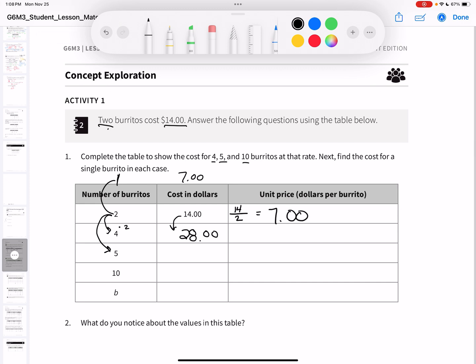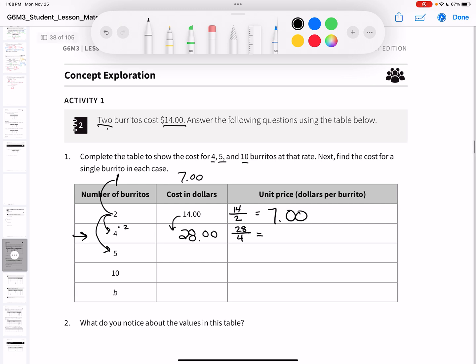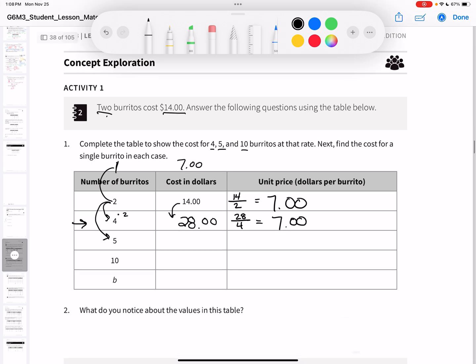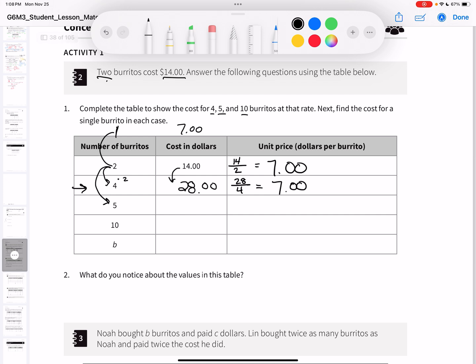How about this for this line? 28 divided by 4 is 7. So the unit rate there is $7. So here, how do we go from 1 to 5? Well, we multiply by 5. So 7 times 5 is $35. Is 35 divided by 5, does that equal 7? Yes, it does. Are you noticing a pattern? They each have the same unit rate.